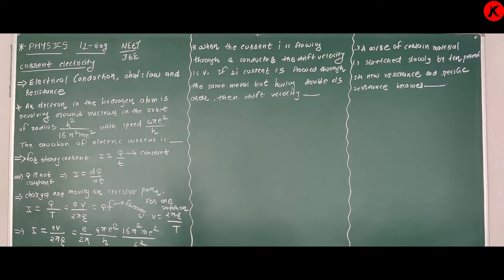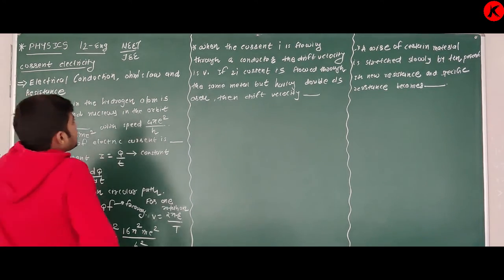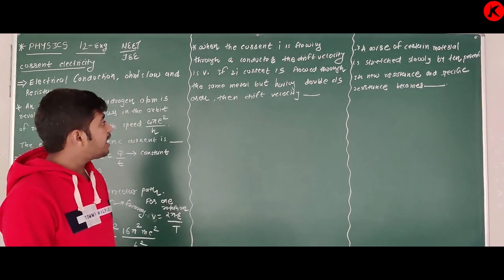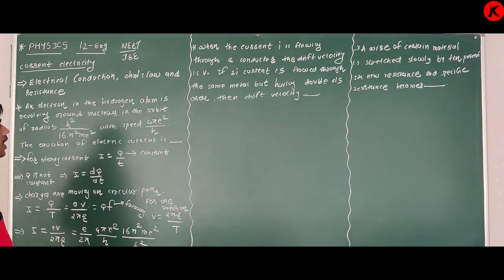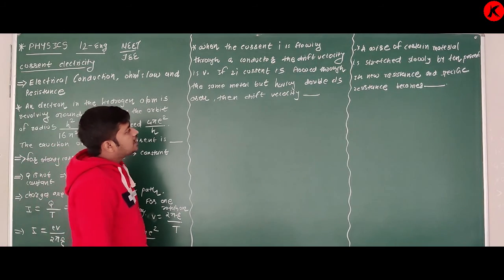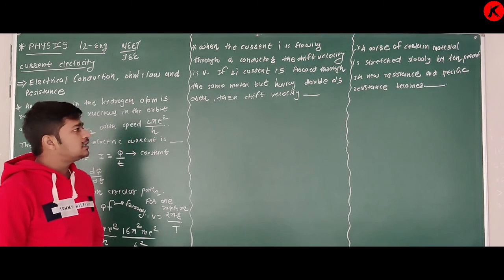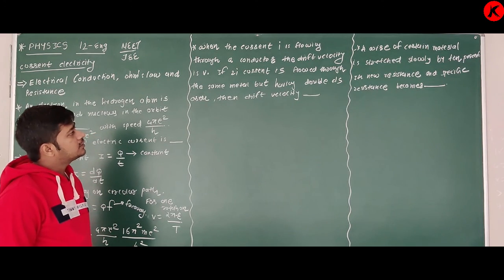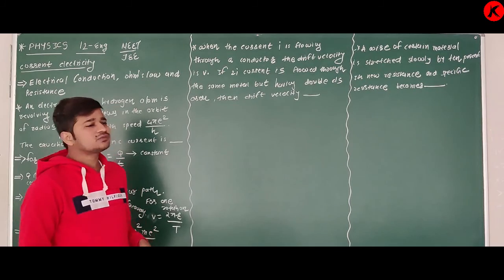Second question. When the current I is flowing through a conductor, the drift velocity is V. If 2I current is flowed through the same metal but having double cross-sectional area, then what is the drift velocity? Now see, underlying terms which you are given.